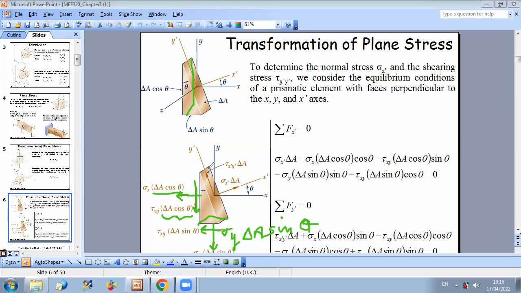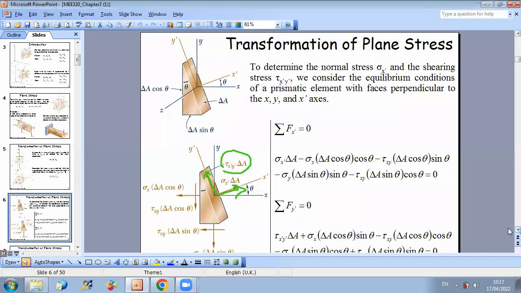And your inclined face has a normal vector along a positive x prime. So the positive shear will be along positive y prime. So this is tau x prime y prime. The corresponding shear force in this plane is equal to tau x prime y prime times delta A. And the normal force is equal to sigma x prime times delta A. So now you have all forces acting on your element.